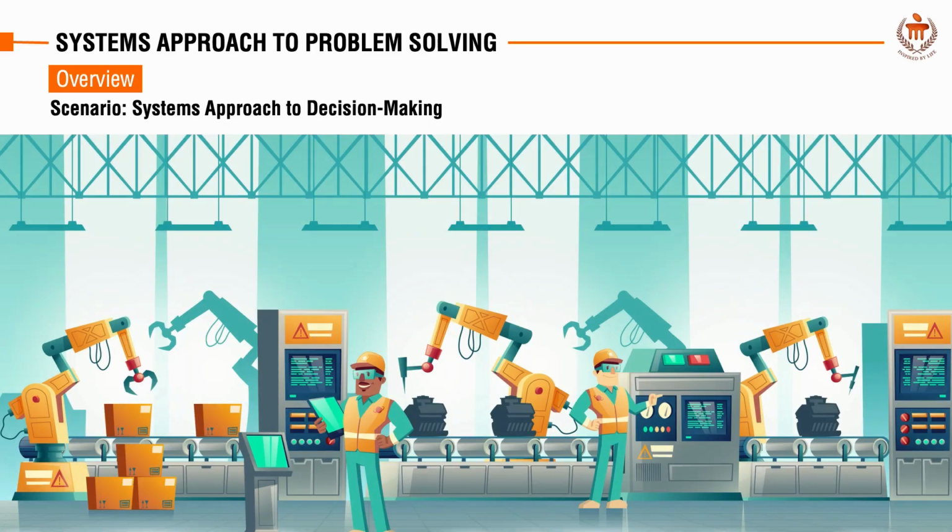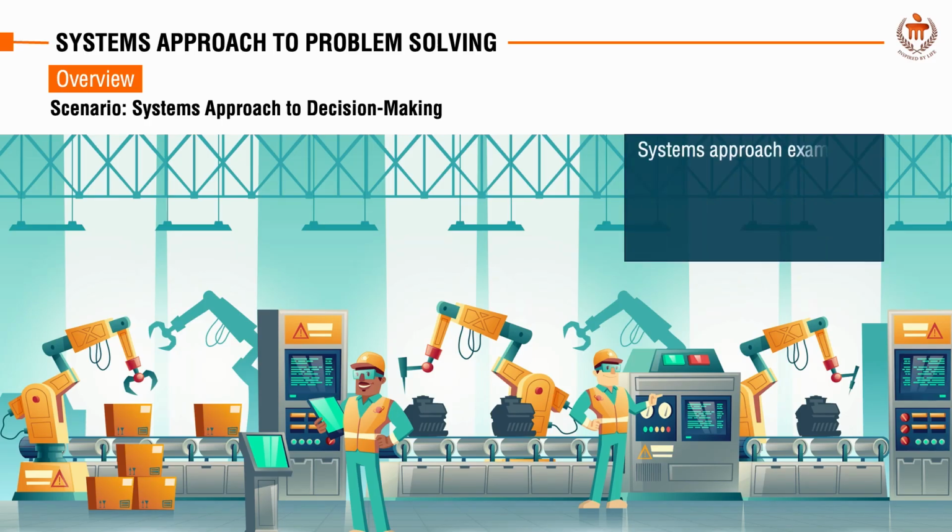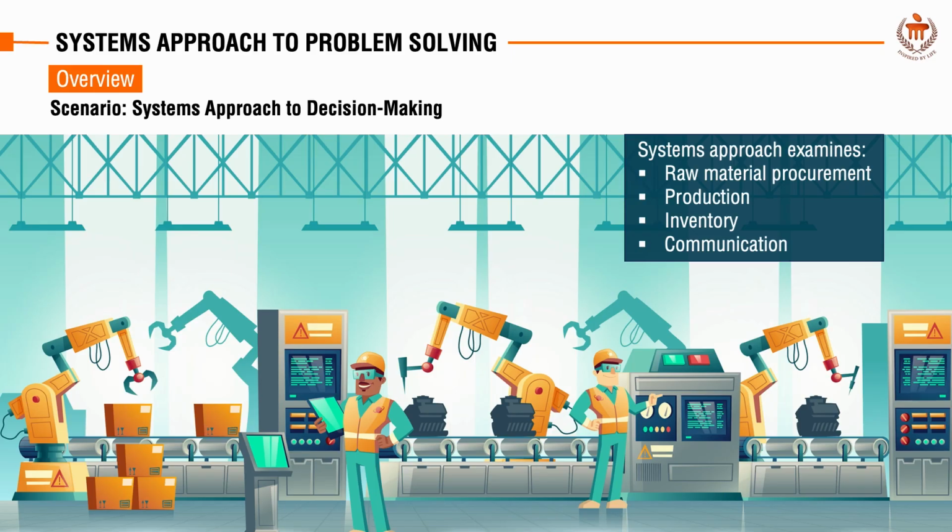Let's start with a scenario. Imagine you are part of a manufacturing company that faces production delays and rising costs. Management adopts a systems approach, examining the entire process of raw material procurement, production, inventory, and communication. They identify interdependencies such as delays in material delivery affect production and shipping, worsened by communication gaps between departments.